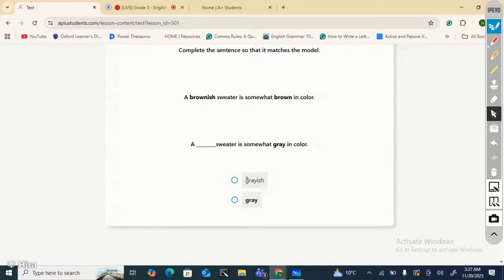A brownish sweater is somewhat brown in color. A blank sweater is somewhat gray in color. Complete the sentence so that it matches this pattern. Which option is correct?